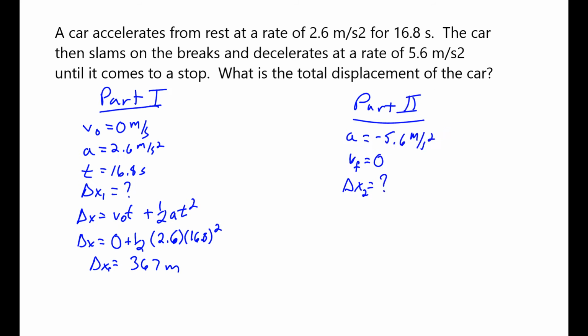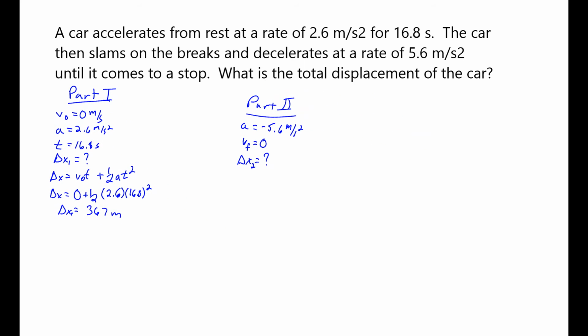What can we use from part 1 that might be helpful in part 2? How is the final velocity in part 1 going to be related to part 2? Yep. So if we find the final velocity in part 1, that's the initial velocity for part 2. So what equation can we use to find the final velocity in part 1?